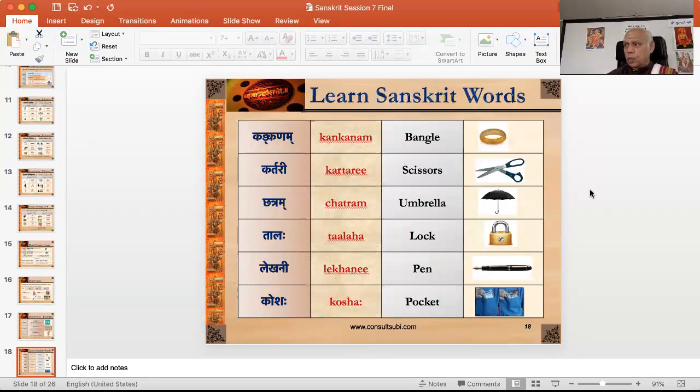Now, I'm going to teach you some more words. You will find them very useful, especially as you look at the objects at home. Like kankanam. Kankanam is a bangle.